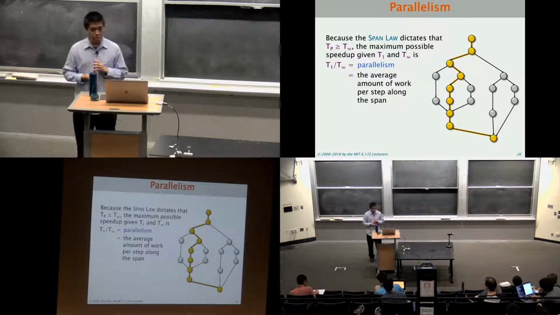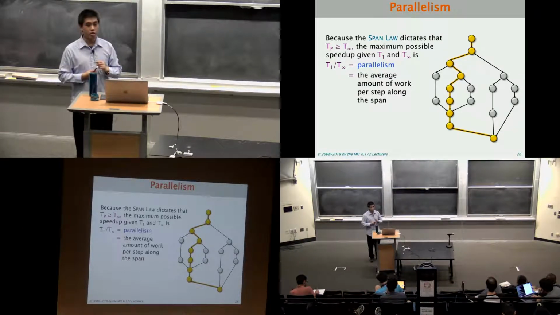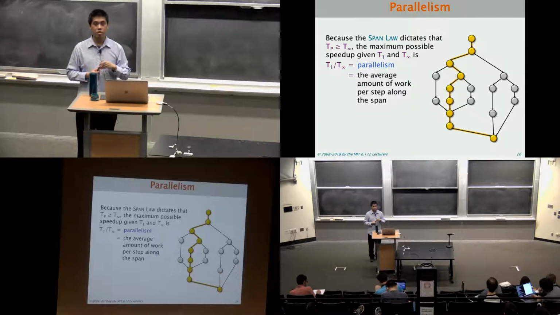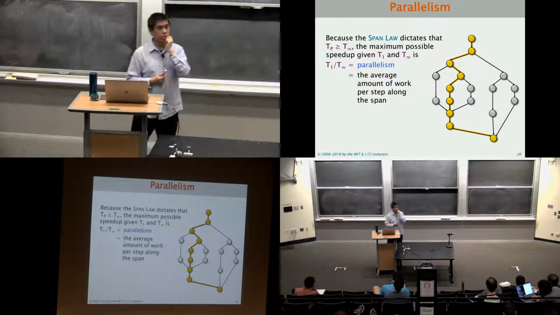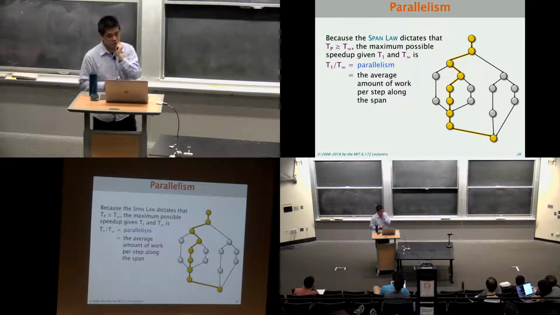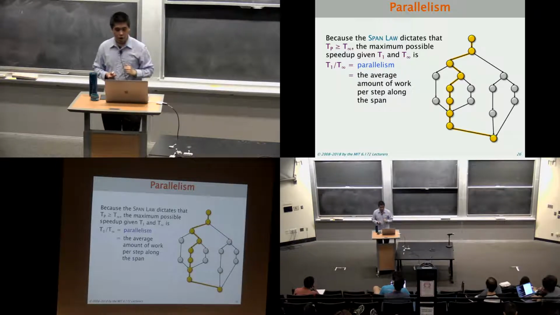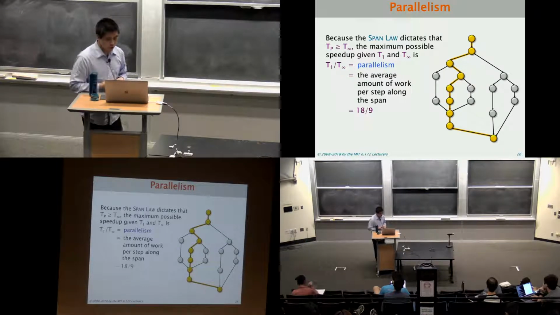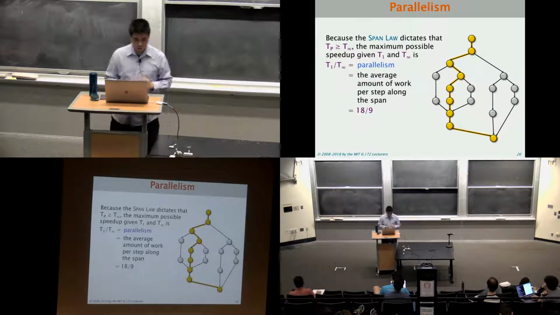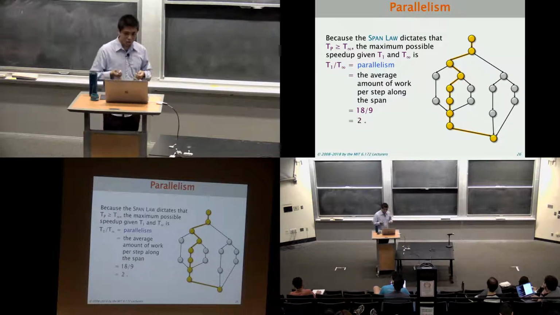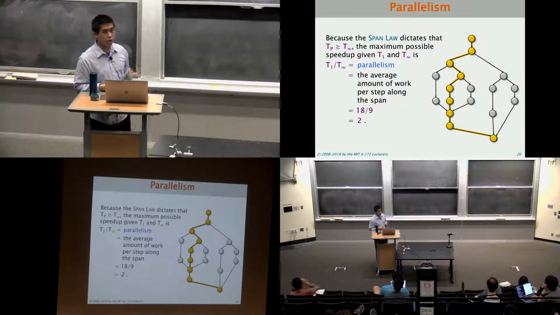So what's the parallelism of this computation DAG here? Two. Why is it 2? Yeah, so T1 is 18. There are 18 nodes in this graph. T infinity is 9. And the last time I checked, 18 divided by 9 is 2. So the parallelism here is 2.